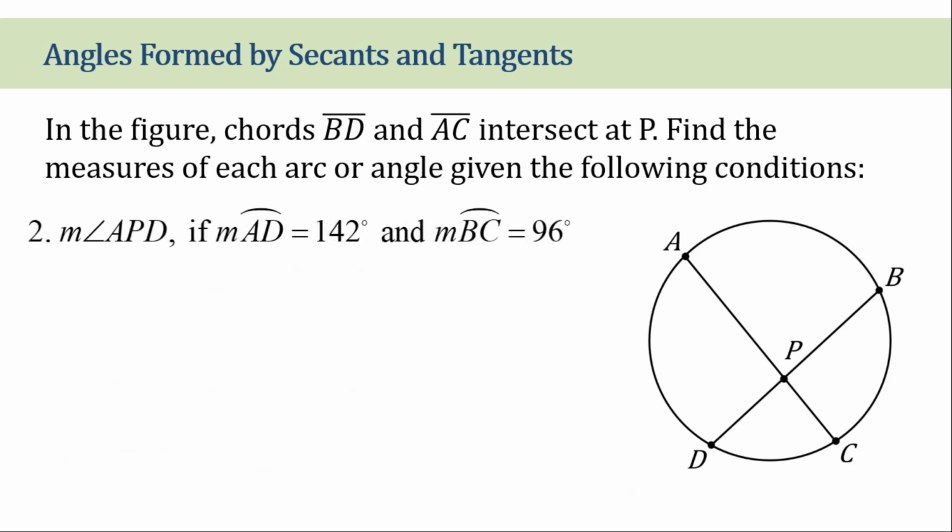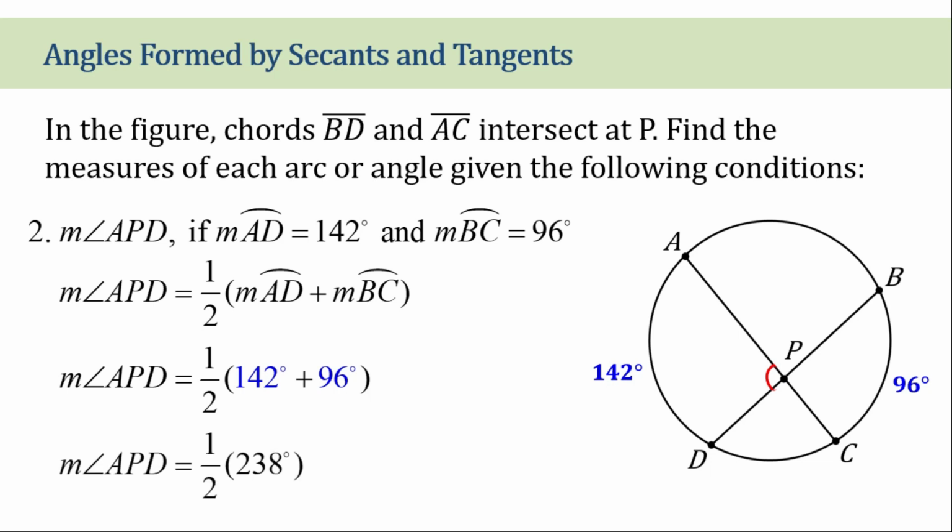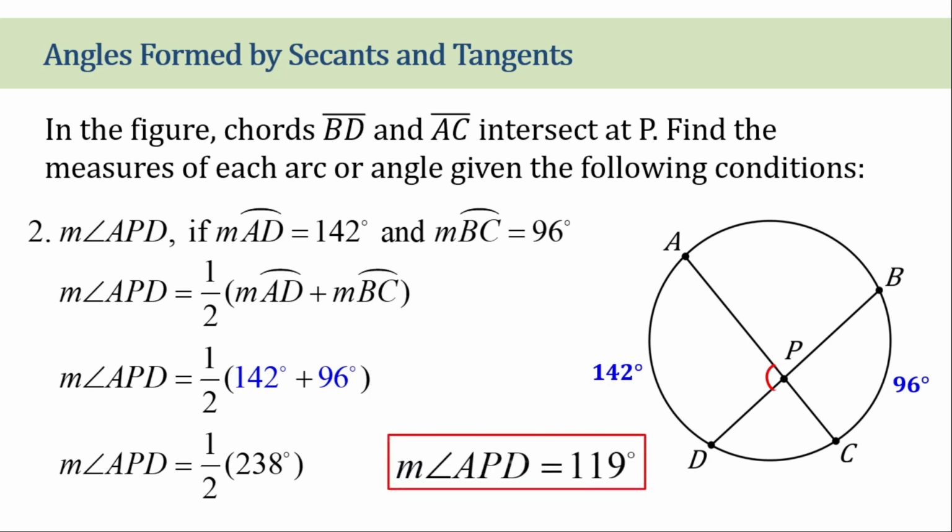On number 2, let's find the measure of angle APD, where the given is arc AD equal to 142 and arc BC is 96. Again, we just get 1/2 of the sum of the measures of arc AD and arc BC. So that is 142 plus 96, so that is 1/2 of 238. Now 1/2 of 238 is equivalent to 119. So that is the measure of angle APD.